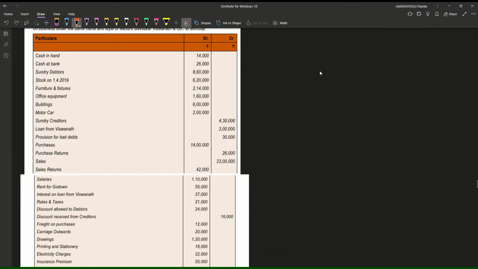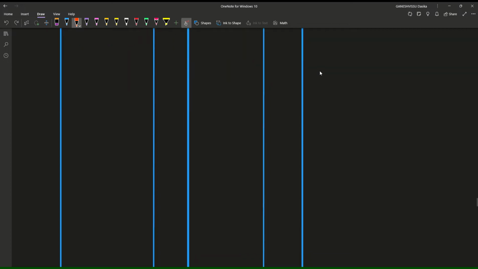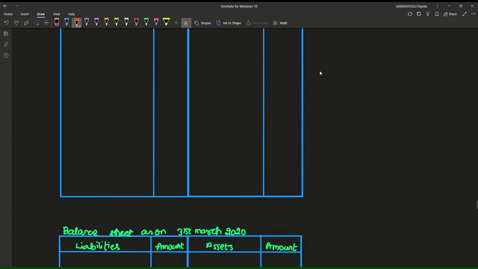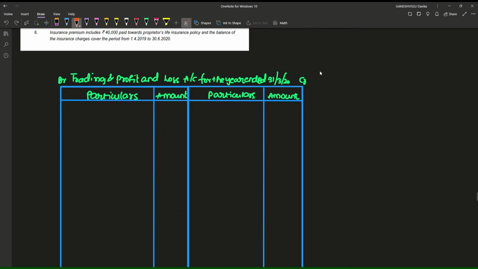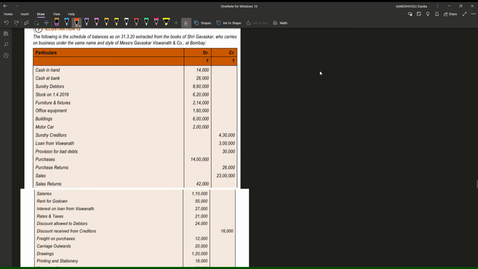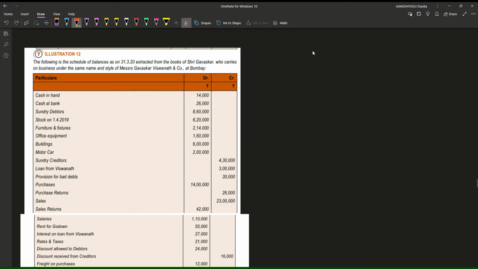I have already created the proformas for you. After creating these proformas, we have to write the working notes, but it is not mandatory to write them first. We can do the adjustments also. But the order is that we write working notes at the end of the question. Let us now see the working notes.